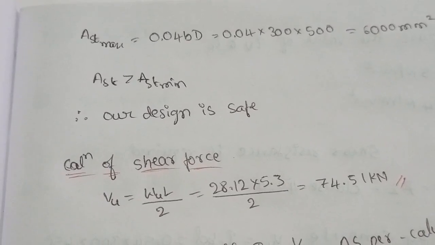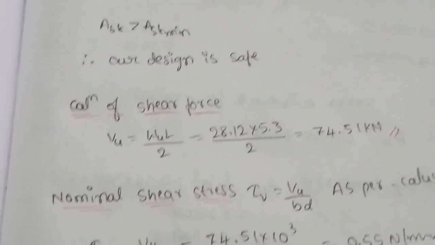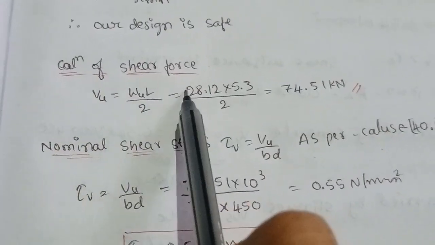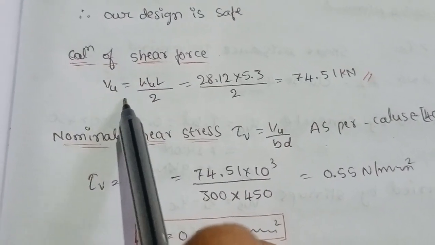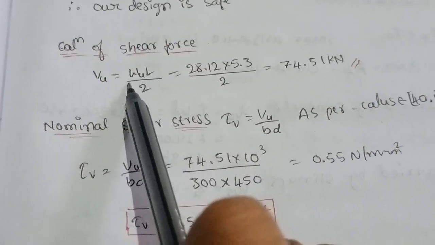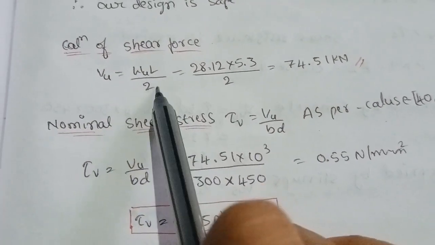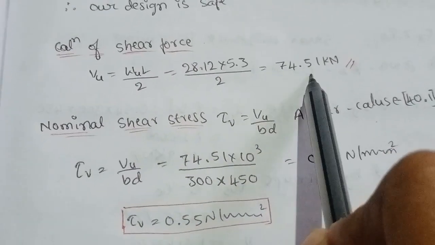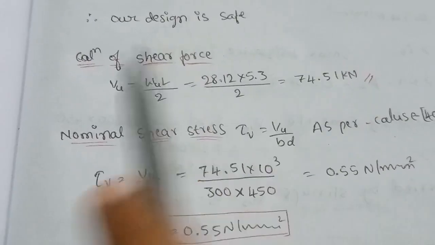So one more codal rule we have satisfied. The next step is to calculate the shear force. It is denoted as Vu. We have the formula for this, WL divided by 2. Substitute all the values, we'll get 74.51 kilonewton.